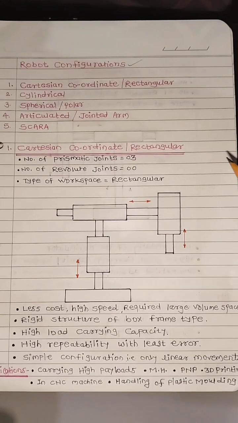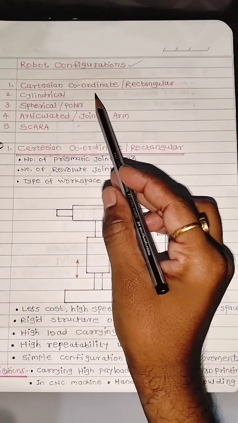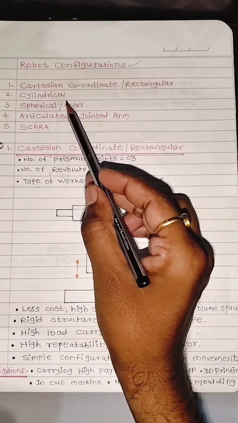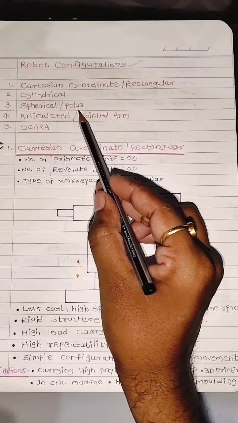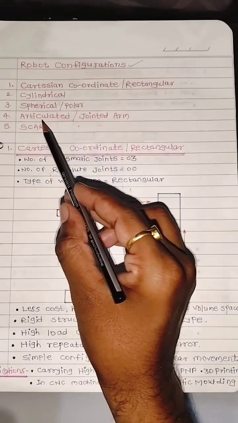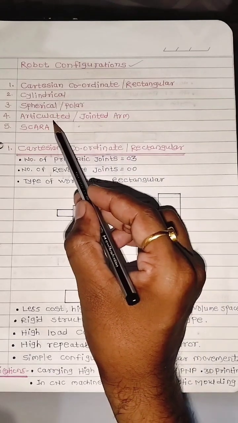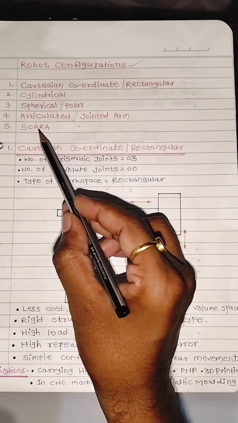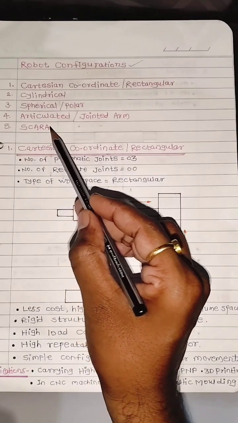Hello friends, today we are going to discuss robot configurations. So the first robot configuration is Cartesian coordinate or rectangular. The second one is cylindrical robot configuration. The third one is spherical, also called polar type robot configuration. The fourth one is articulated or jointed arm configuration. This type of configuration is very common and popular nowadays. The last one is SCARA, that is, selective compliance assembly robotic arm type configuration.